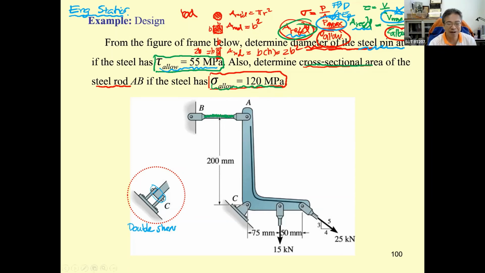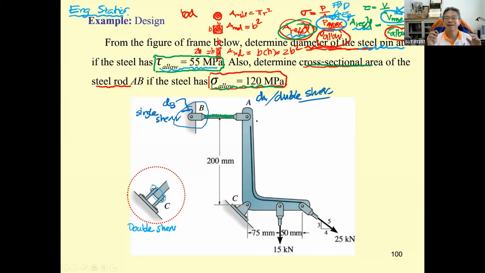How about the other part of it? This one, if possible, they may ask you to determine the d sub B. And then they said, if this one is single shear, what is going to be the diameter here? Or they may take you a little bit further, find d sub A. If this one is double shear, it's going to be different.